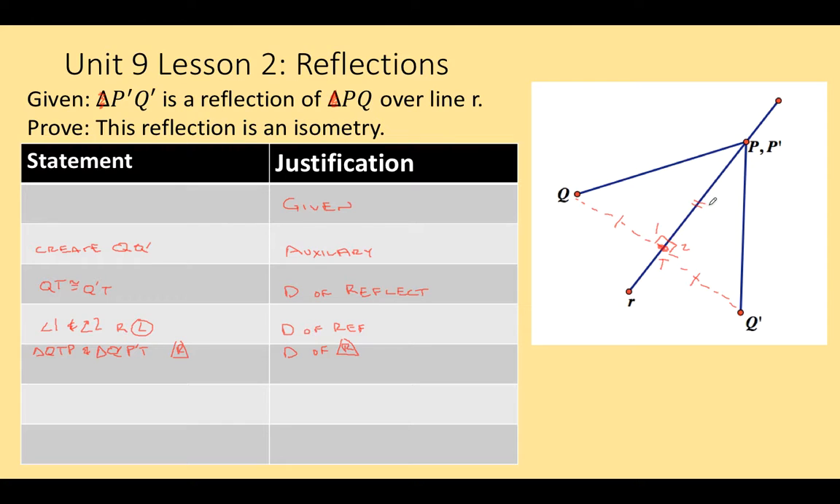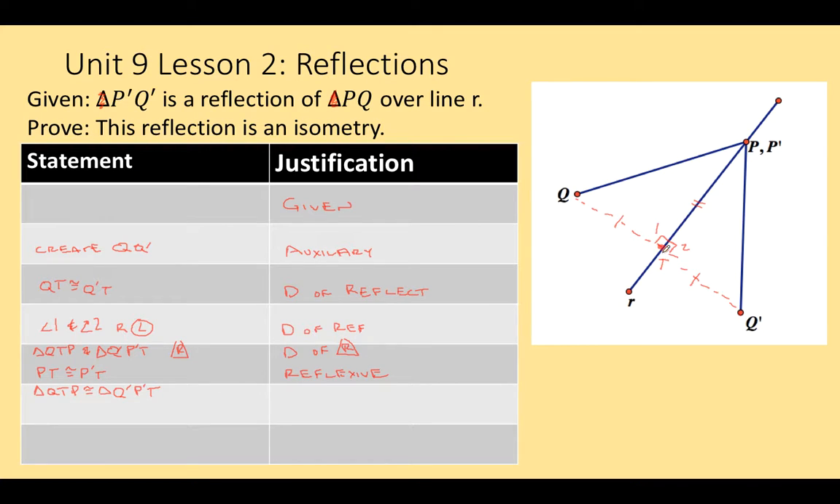And we can use our old friend, the reflexive property. So we can say that PT is congruent to P prime T. This is by the reflexive property. And because I have my two things and I know it's a right triangle, I can say that these triangles are congruent. I can say triangle QTP is congruent to triangle Q prime P prime T.